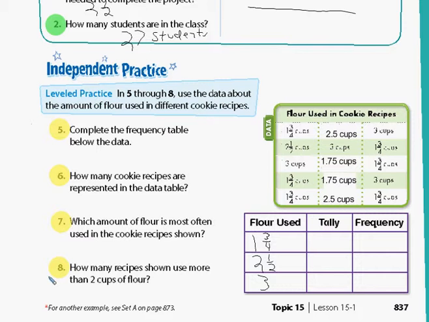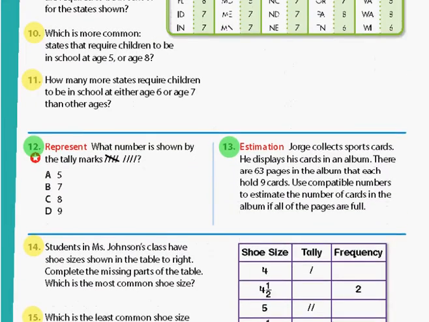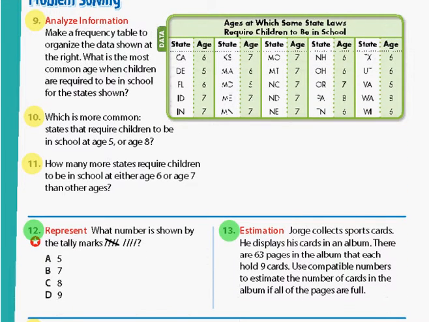Let's go and look at the back page. Okay, very similar. We have some data right there. It says ages at which some state laws require children to be in school. So, for instance, in California, you have to be in school by the time you're age 6, and it goes through and lists all those.